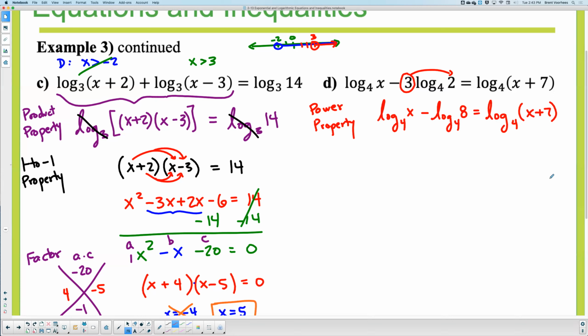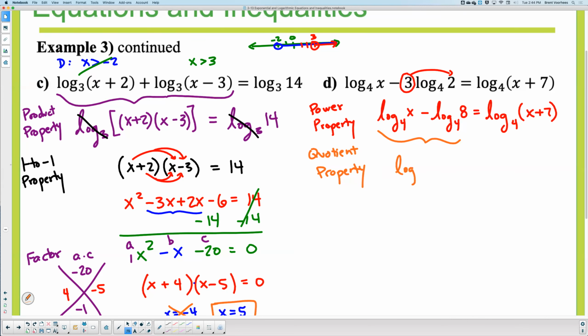Now what? Product property, quotient property. Two logs subtracting can become one log dividing. So this logarithm here should now look like log, what?